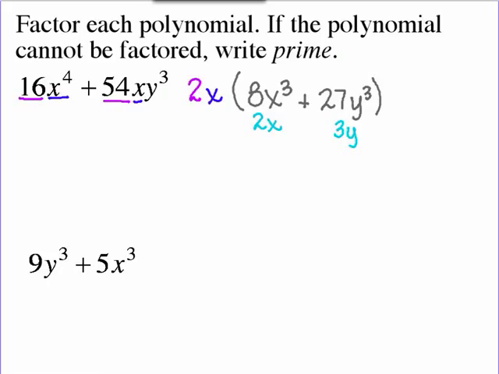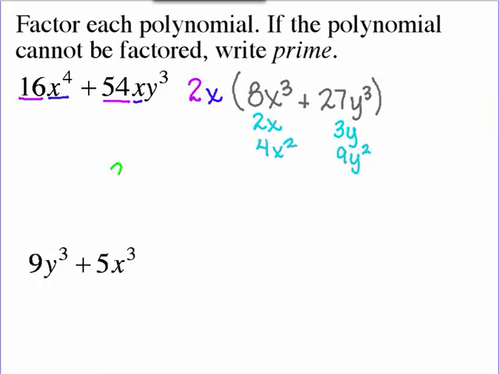So now, if you remember, that's row 1. I'm going to use row 1 twice. Row 2, I'm going to square each of these. So if I square 2x, what am I left with? 4x squared. If you square 3y, what are you left with? 9y squared. So now I'm ready to go ahead and jump into my factoring.